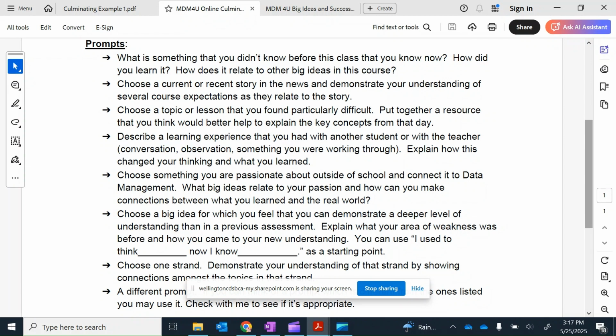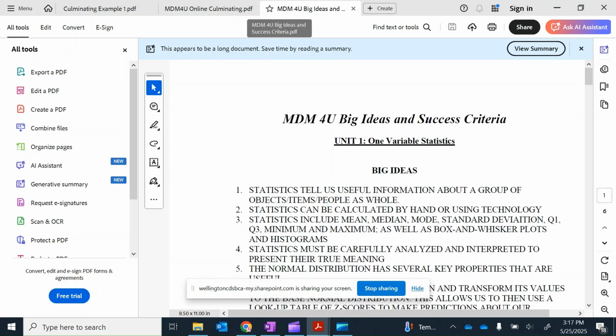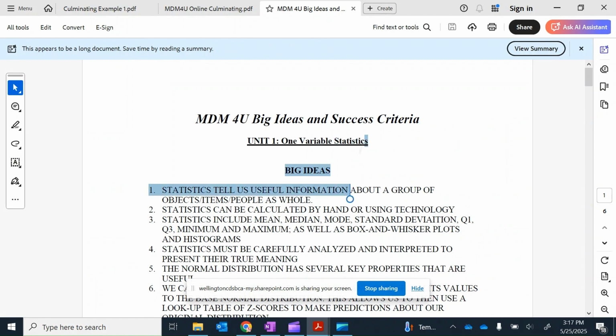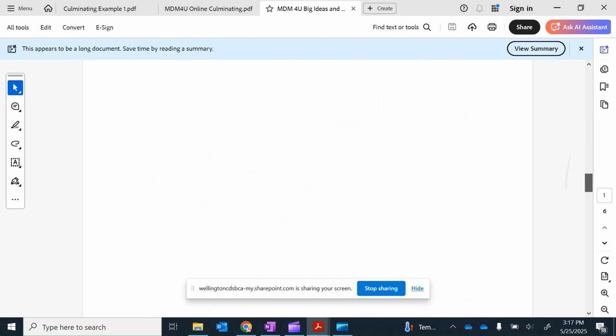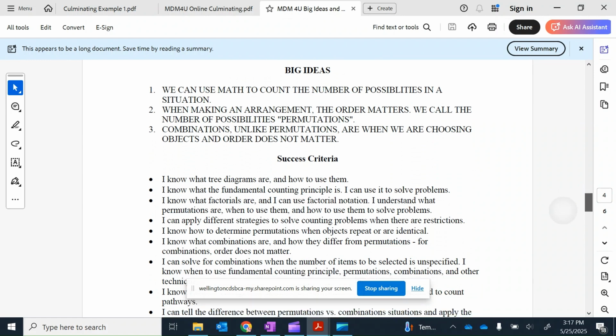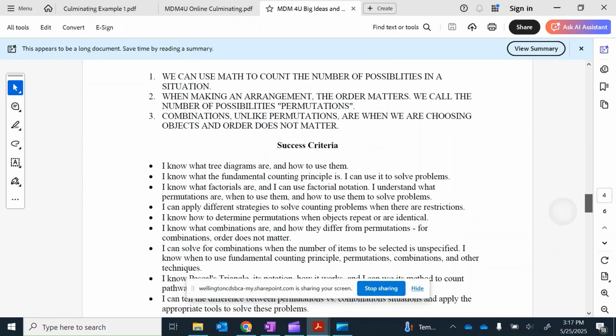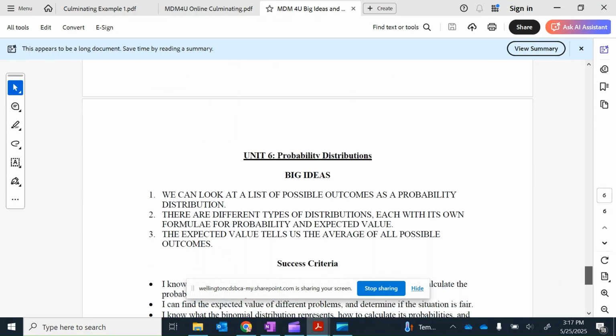So you just pick any of these, and you can present it however you wish. With a slideshow, with a written note, you can do a screencast, you can do anything you want. You can connect it with the big ideas if possible. Let's go with 3: permutations, combinations. Can we count numbers, possibilities happening? You can connect it with the big ideas of probability and so on and so forth.